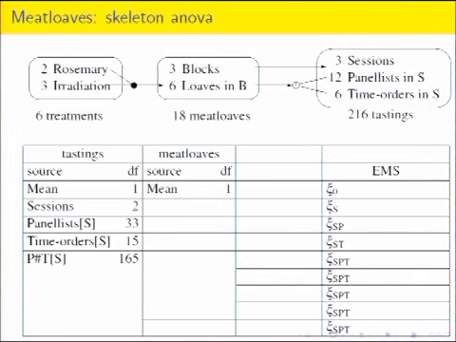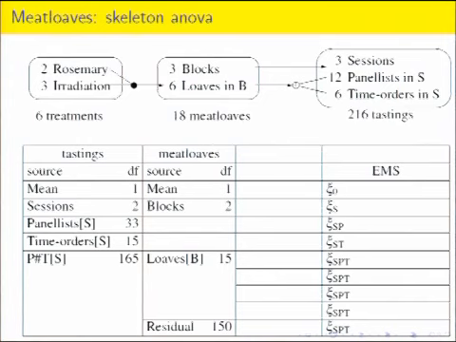So of course the mean always goes with the mean. What happens to blocks? Well, we've aliased blocks with sessions. Then what happens to the rest? We've deliberately made the rest of it orthogonal to panelists and time orders, so the rest comes right down there. Now 15 is less than 165, so you get some residual there.